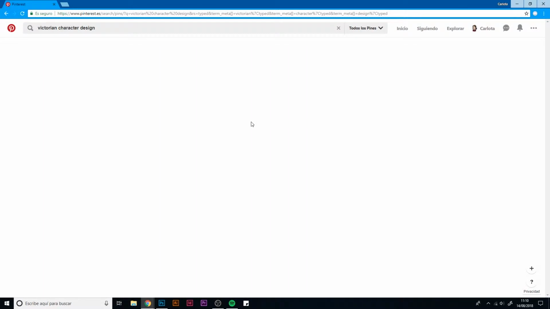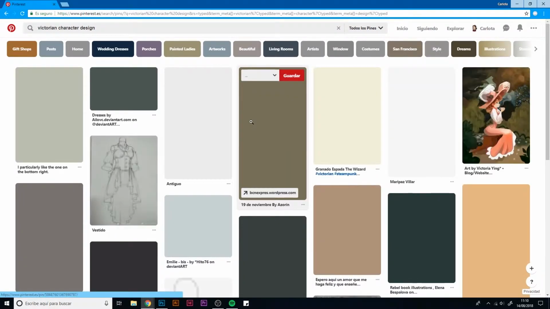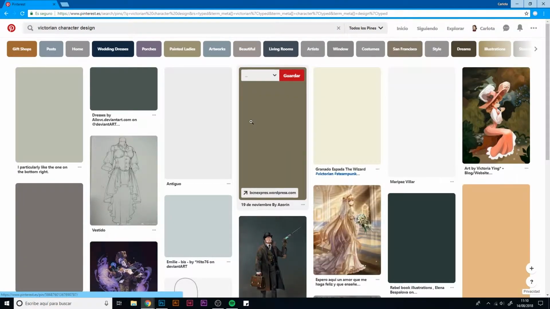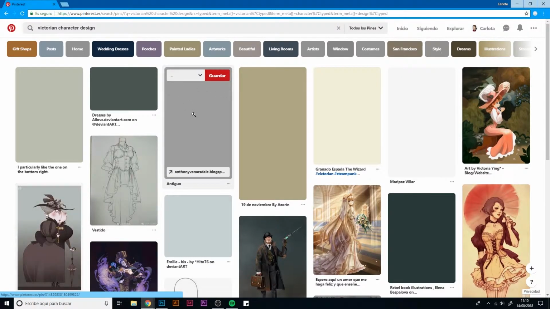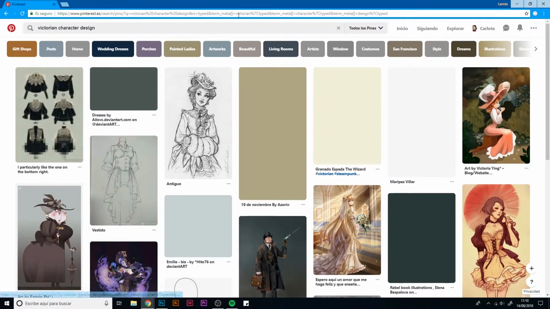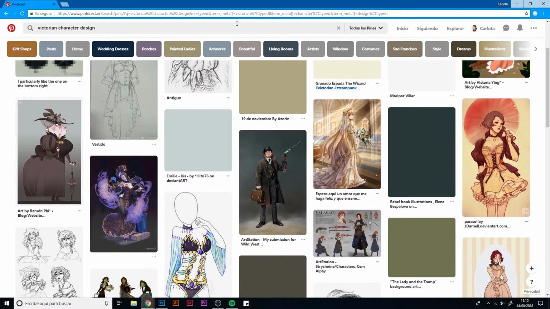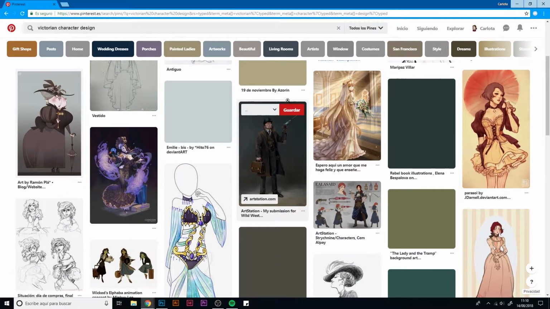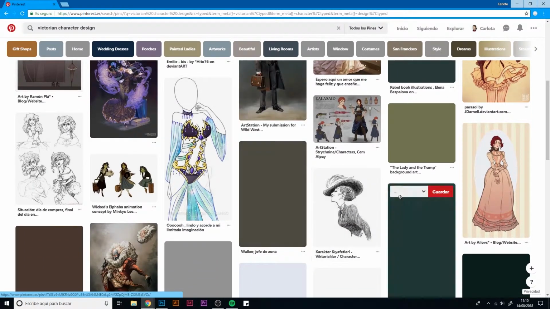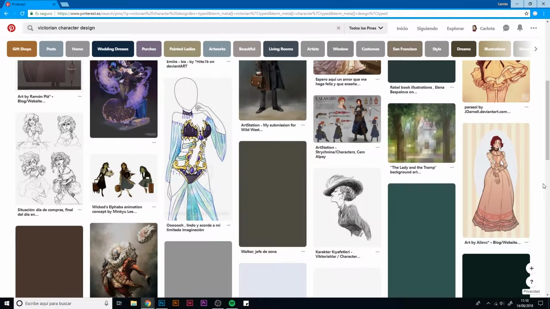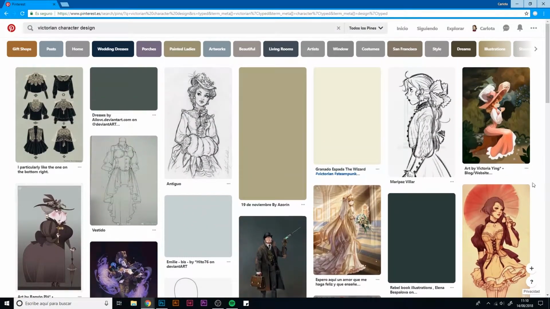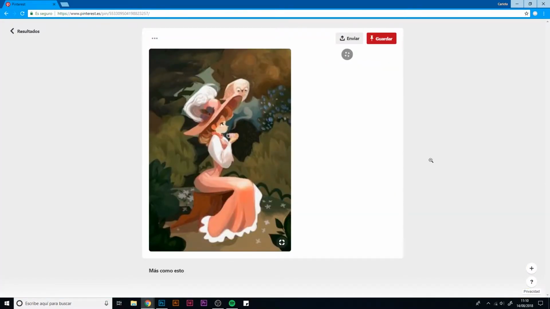Well, we have to wait a second because it's loading. If we search in Pinterest for character design with Victorian era style, we'll find a series of resources that will help us think about how we want to make our own drawing. There are some images that are out of the topic, but still, we can clearly see how these artists use their color palettes and they have looked for their own reference to create this illustration inspired on Victorian era.